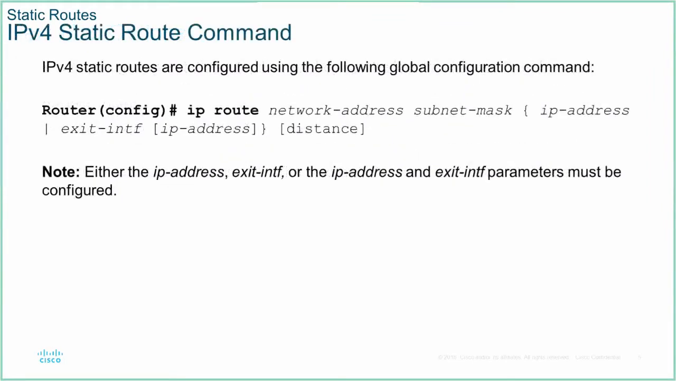So it's a global config command, IP route, the network address that we want to send traffic towards, followed by its subnet mask, and then we define the next hop IP address or the exit interface. If we're defining the exit interface, we can then define the IP address that is associated with the link. Following that is the distance.